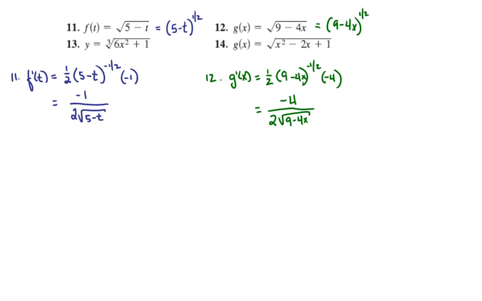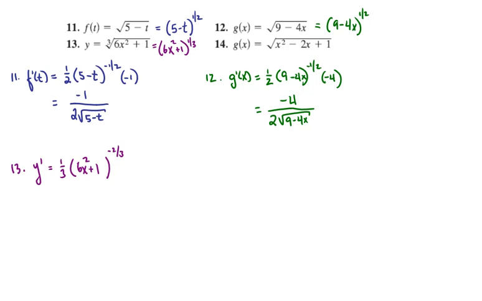Let's look at problem number 13. That would be rewritten as 6x squared plus 1 to the 1/3 power. So the derivative of y equals the cube root of 6x squared plus 1 would be y prime. We'd bring down the 1/3, reduce the exponent by 1, and leave the inside alone. Then we'll multiply by the derivative of the inside function, which will be 12x.